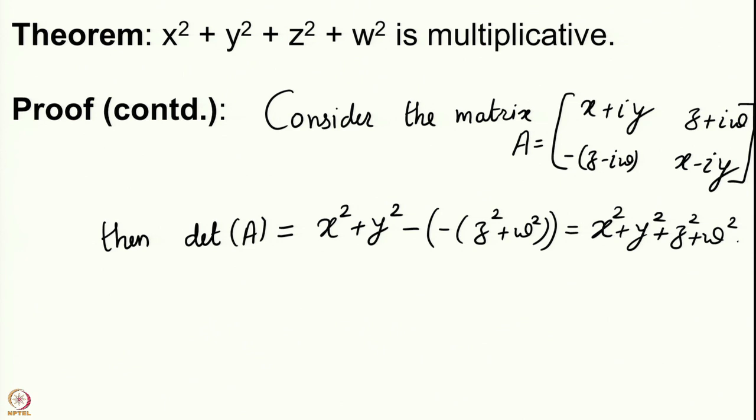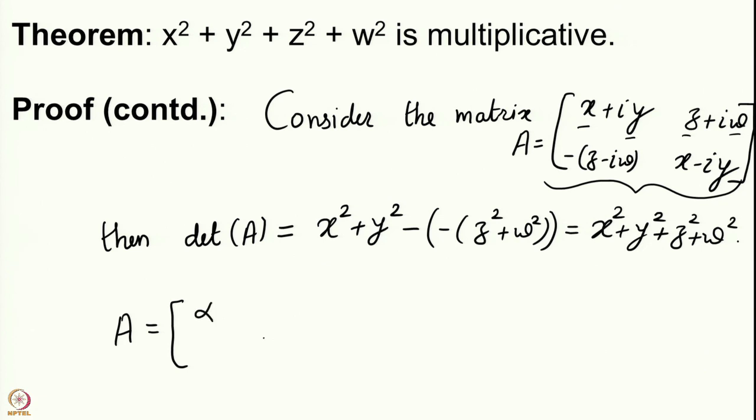So we have noticed that a matrix of this particular type has the property that its determinant is equal to a sum of 4 squares, where those 4 entries are nothing but the real part, imaginary part, real part and imaginary part in the first row. The only thing now that we have to understand is that whenever we take such a matrix, so let me write this matrix once again for you.